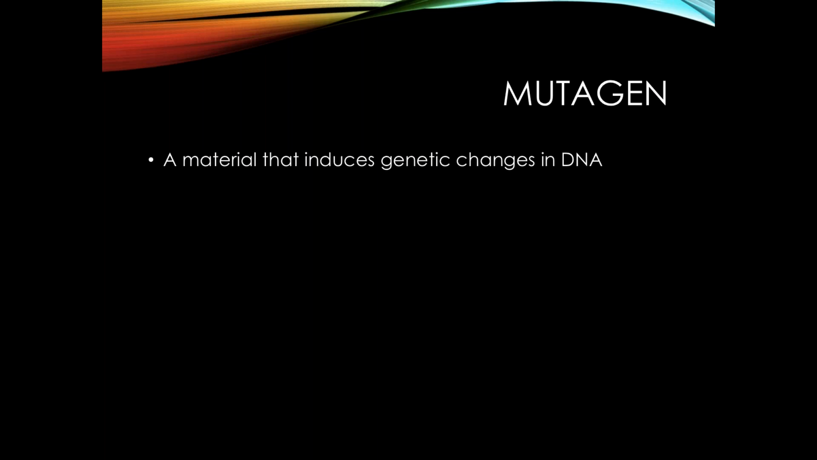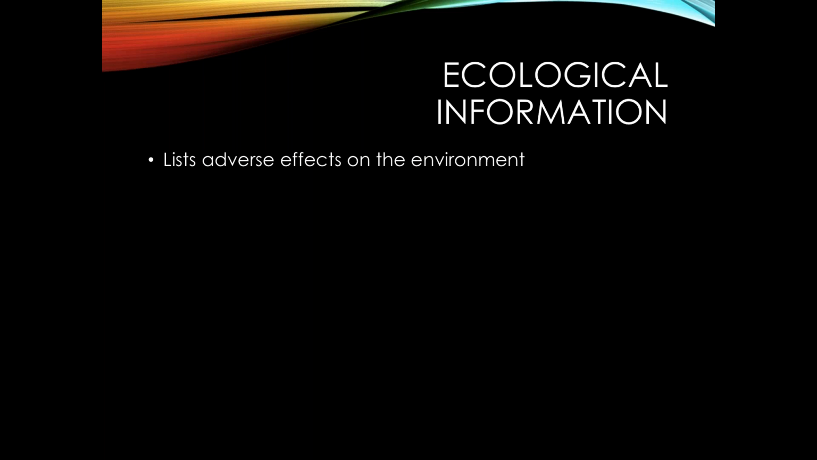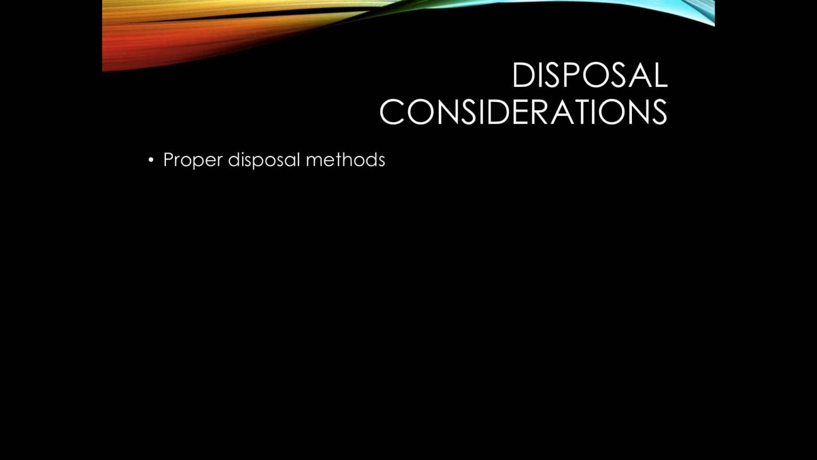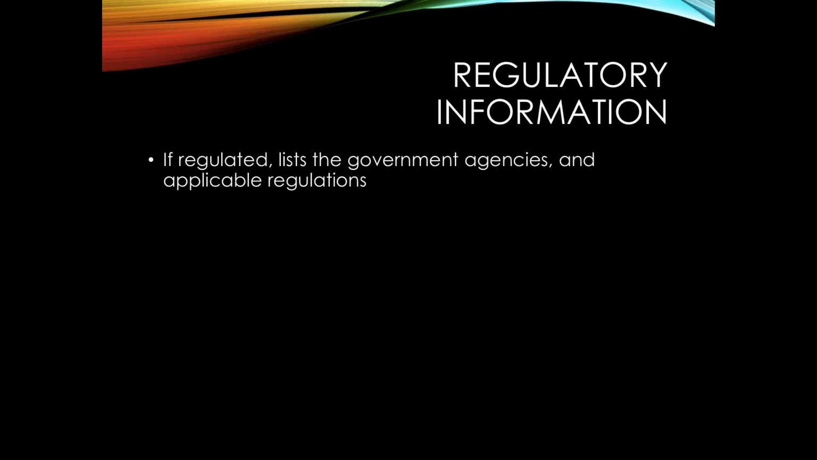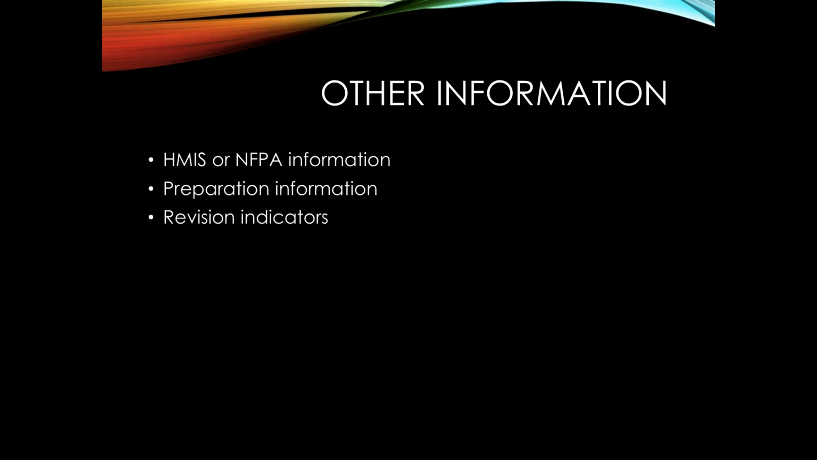Mutagen, so this is any material that causes genetic changes in your DNA. Ecological information, which lists adverse effects on the environment. How to dispose properly, so disposal considerations. Transport information and shipping information, how it's going to be shipped, how it's stored. Regulatory information. If regulated, it lists the government agencies and applicable regulations. Notify. And then any other information, like preparation information, revision indicators, or HMIS or NFPA information as well.